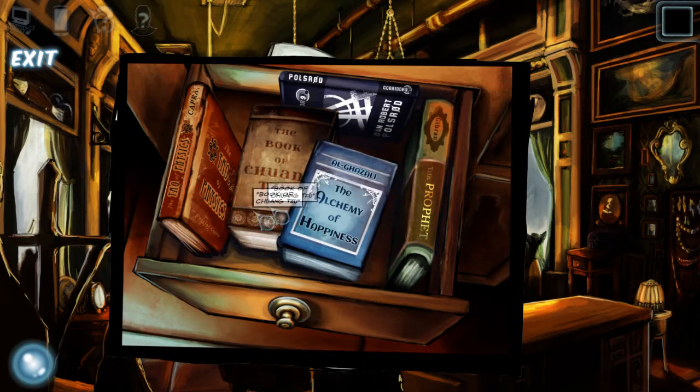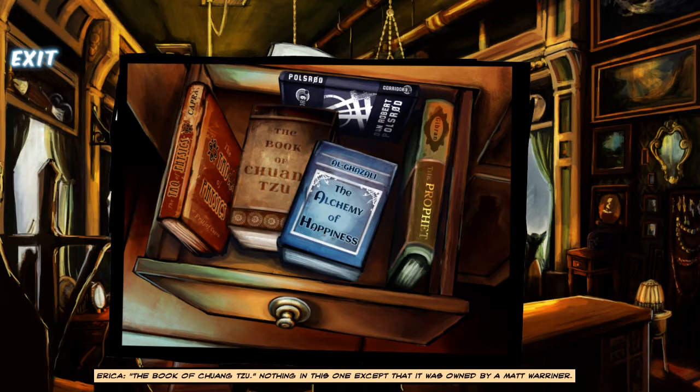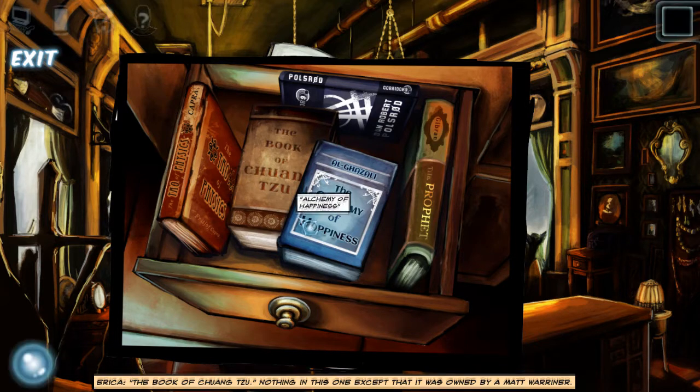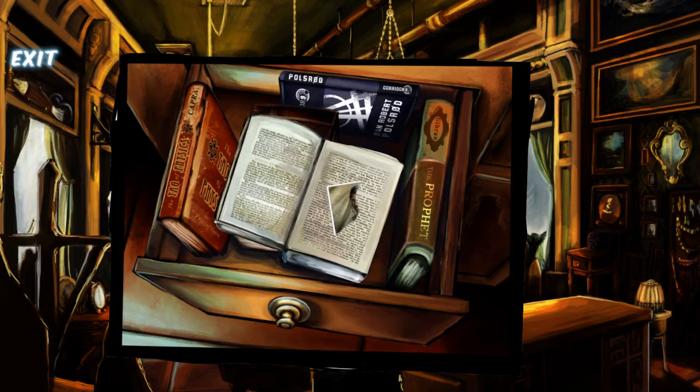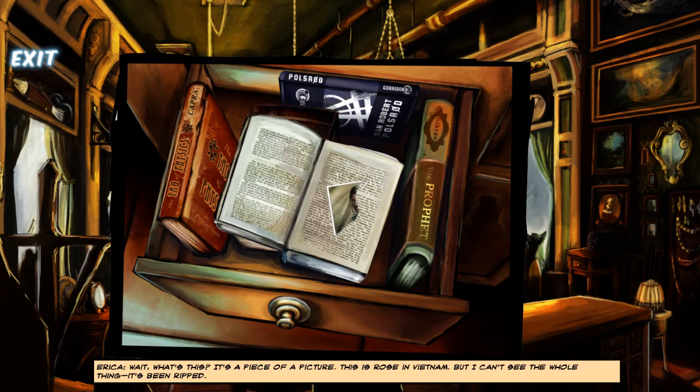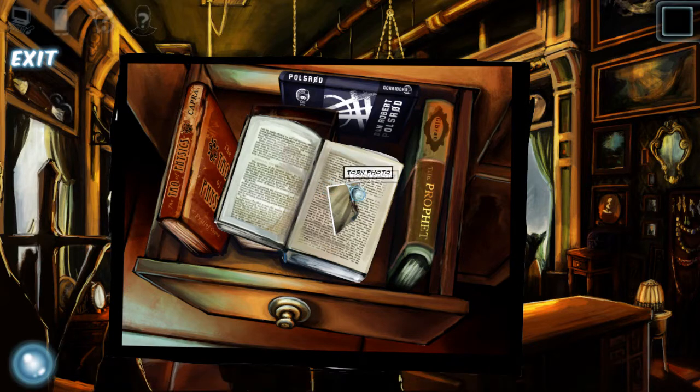Now you see a bunch of books here, and you can try to open them. The Book of Shuang Su. Nothing in this one, except that it was owned by a Matt Warrener. If you open this, The Alchemy of Happiness. Wait, what's this? It's a piece of a picture. This is Rose in Vietnam. But I can't see the whole thing. It's been ripped.